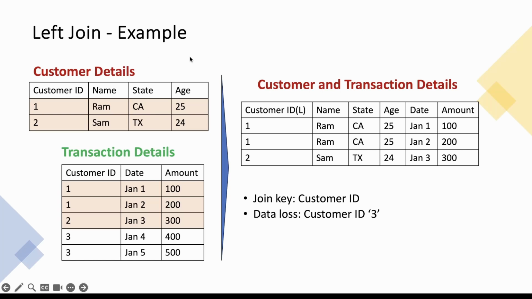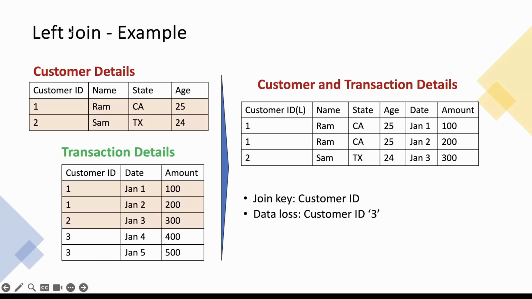Again, to reiterate, as a part of a left join, you will keep all the details for the table which is on the left side, which is customer details in this particular instance. And then apart from that, you're also going to keep all the details which are in the overlapping section, which is information coming from transaction details.